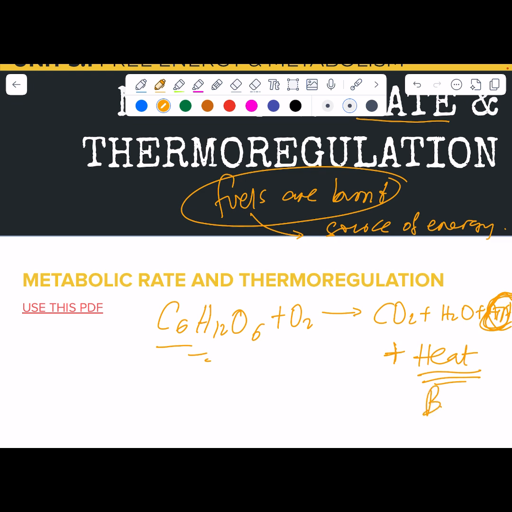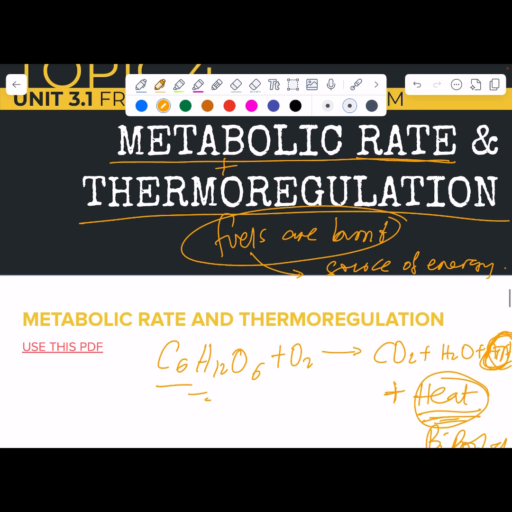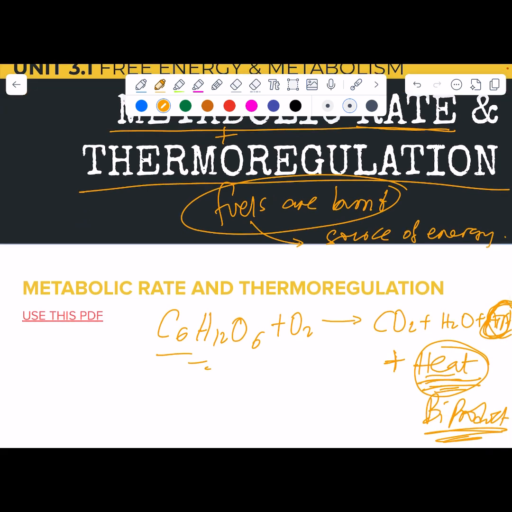It is a byproduct. Some organisms are able to use that heat to maintain their temperature, and other organisms are not able to use that heat. They just give it out. So that's why we combine the two concepts together: metabolic rate, like how fast do you burn your fuel, and then thermoregulation, like how do you use that byproduct from metabolism or from breaking down fuels to produce energy.